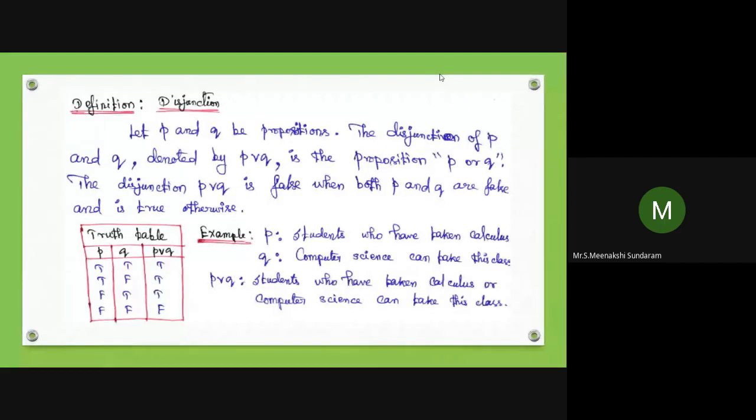For example, students who have taken calculus or computer science can take this class. Like, the students who have taken calculus or computer science can take this class, etc.